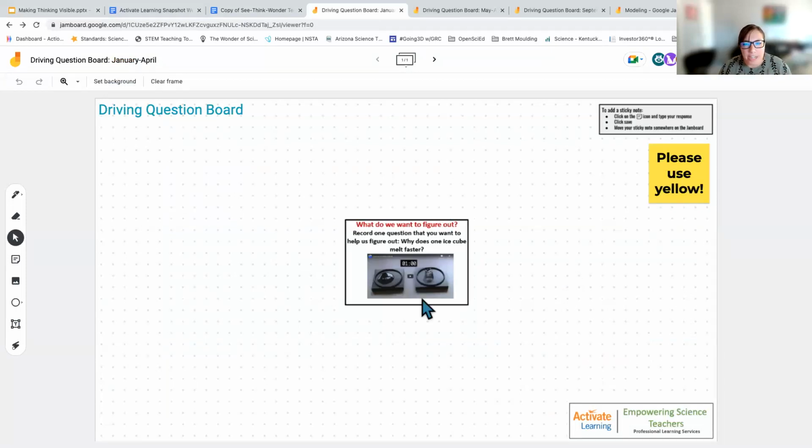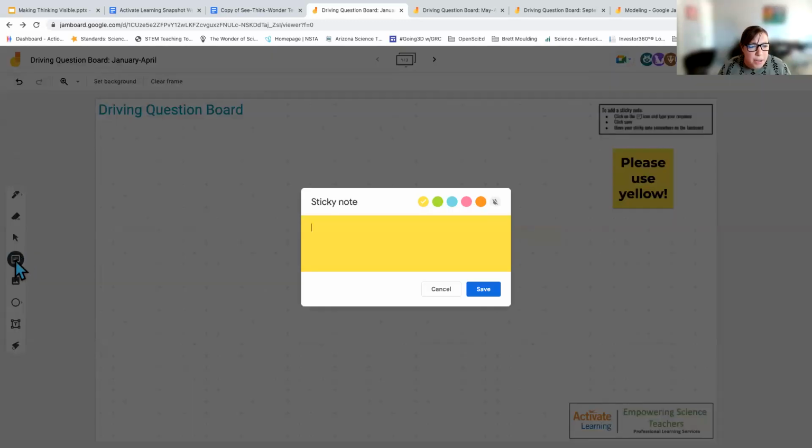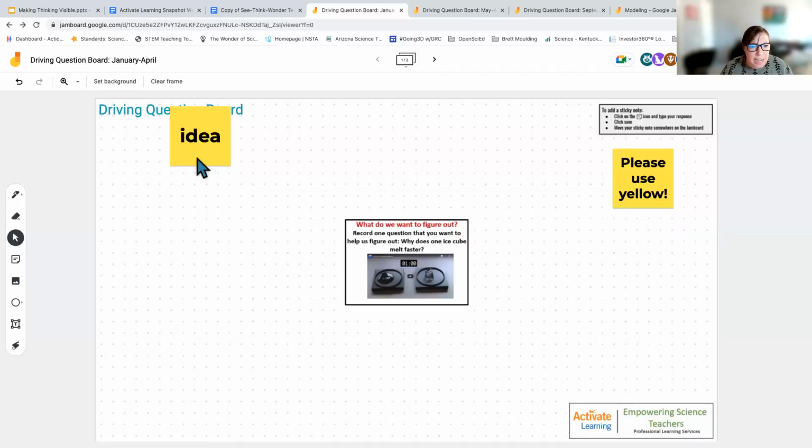So come on into the Jamboard. My job as the teacher is to put these into categories about what we think. Maybe it's temperature, maybe it's the material. So I'm going to look at your questions and move them around and add patterns in a different color. Please use yellow. If you're new to Jamboard, all you need to do is come into this space, click this little button that says sticky note, make sure it's on yellow, and then type your idea and hit save. And then just let go. And I'm going to move them around and put them into categories.